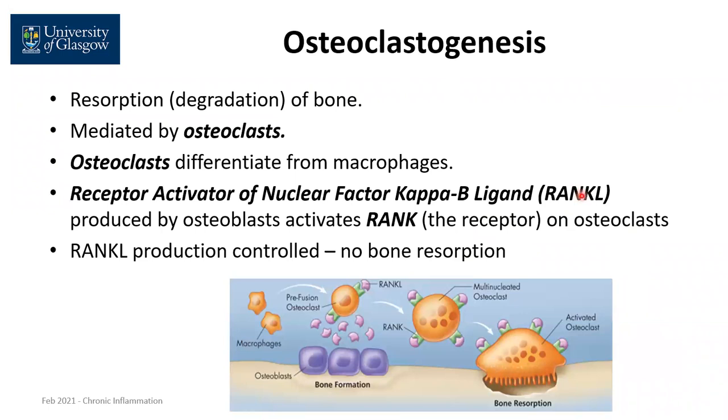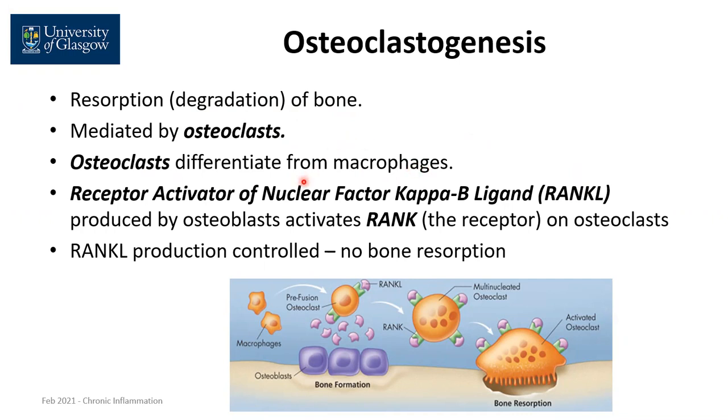Of course, in certain diseases such as periodontitis, this process is not in equilibrium, and therefore you get more bone resorption than you get bone formation. So if we go into a bit of detail on the two different types. Firstly, we'll talk about bone resorption, which is ultimately the degradation of bone. It's mediated by osteoclasts, and you need to be aware that osteoclasts ultimately differentiate from macrophages.